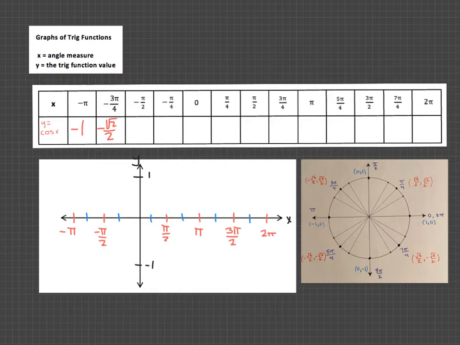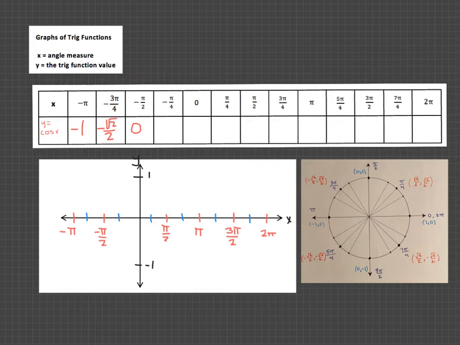The next value of x is negative pi over 2. So we're again going in the clockwise direction. Negative pi over 2, we get to this point. Here is our point that we're going to use to evaluate, and the x value is 0. So that goes in for the cosine function value for when the angle measure is negative pi over 2.